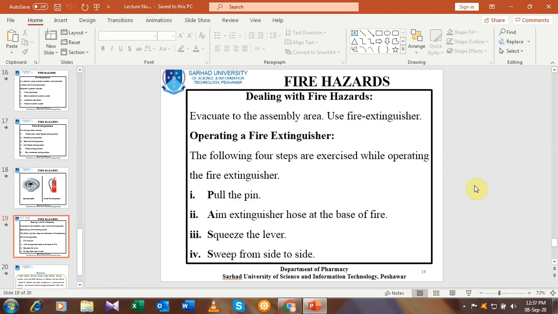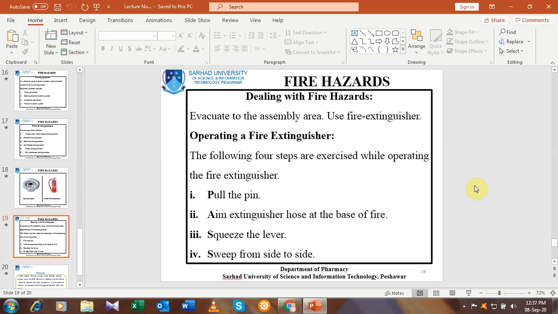Dealing with fire hazard, that's how we will deal with it. It is alarmed by citizens and is detected by using the appropriate equipment. We should evacuate to the assembly area in case of a fire hazard emergency, and we should use fire extinguishers or fire suppression equipment. For operating a fire extinguisher, the following four steps are followed.